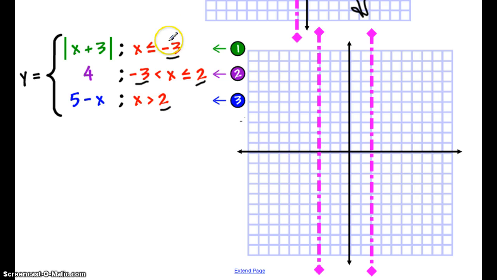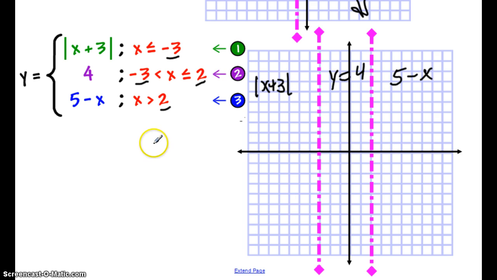Now let's start filling in what's in between those fences. Less than -3, we're going to have absolute value of x plus 3 to graph. For between 2 and -3, we're going to have y equals 4. And greater than 2 on this side of the fence, 5 minus x. So let's start graphing these as soon as we can. First one, absolute value of x plus 3.